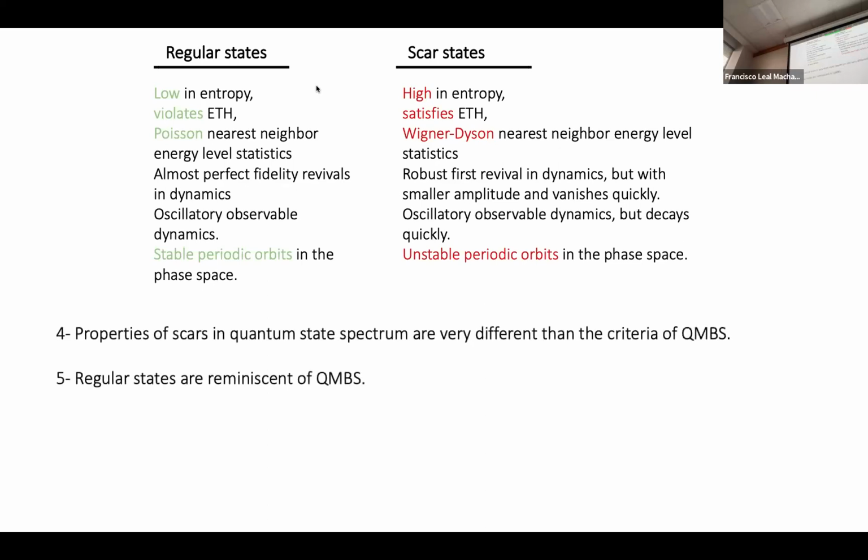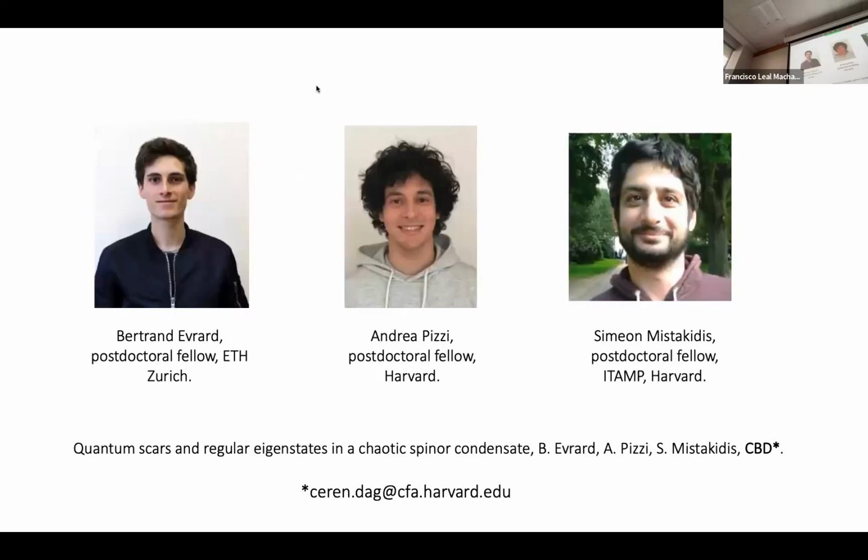So as a last conclusion, we see that the properties of scars in the quantum states are very different from the criteria of the quantum many-body scars. And maybe as a contrast to this, actually, we find the regular states are more reminiscent of the QMBS.